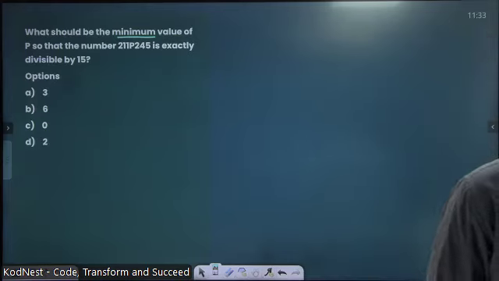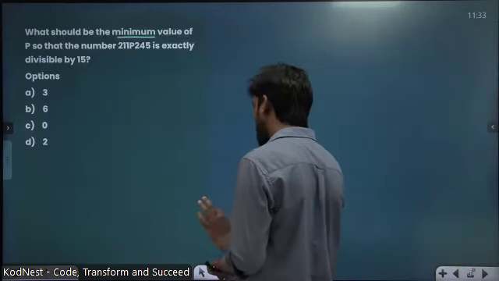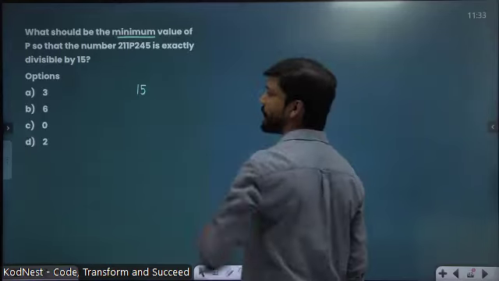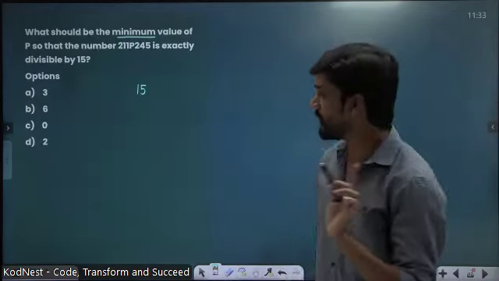Okay, C option is correct. So for 15, what numbers will I take first? Please answer that. How will I check for 15? 5 and 3. Okay, 5 and 3.